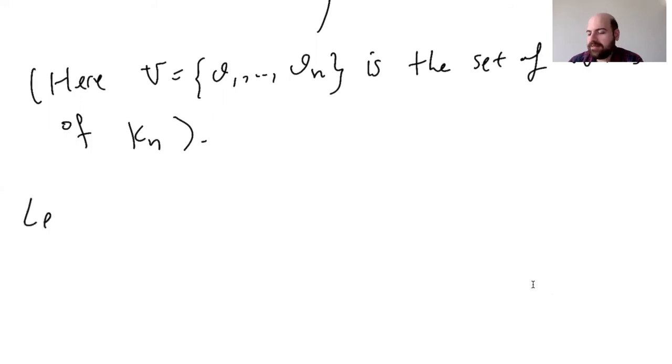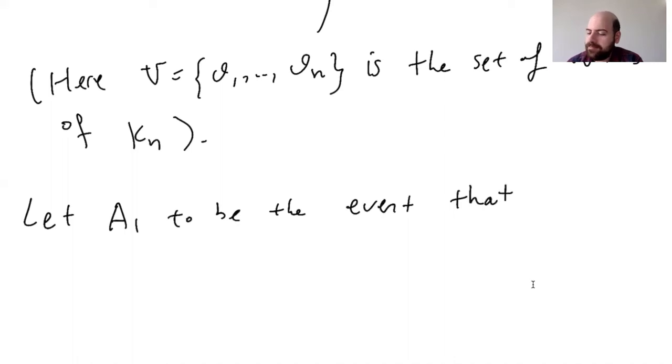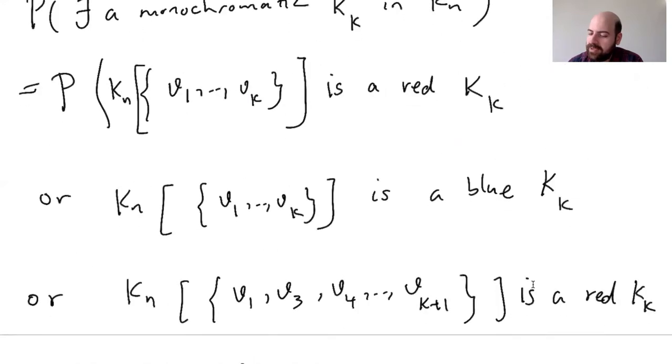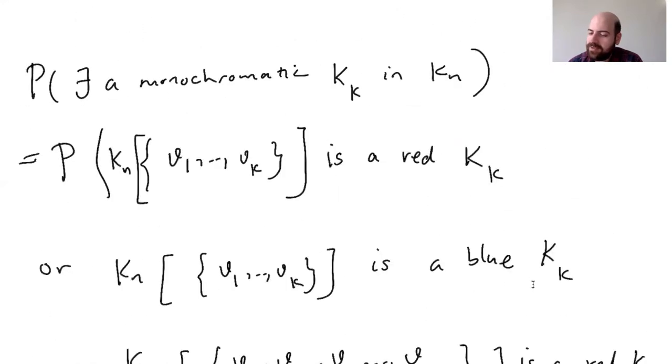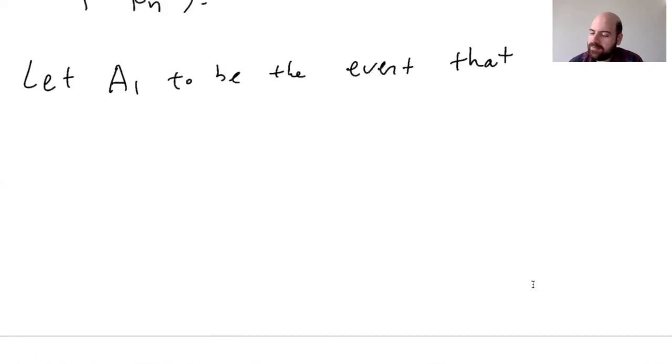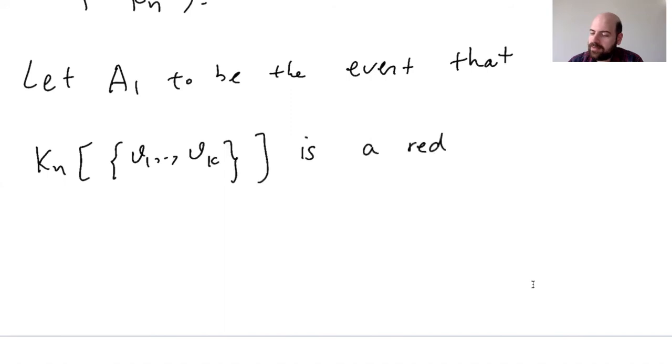So now I can say let A1 be the event that, so what was the first one? Kn of V1 to Vk is a red KK. So we can write it as the event that Kn of V1 to Vk is a red KK. So what is the probability of A1?